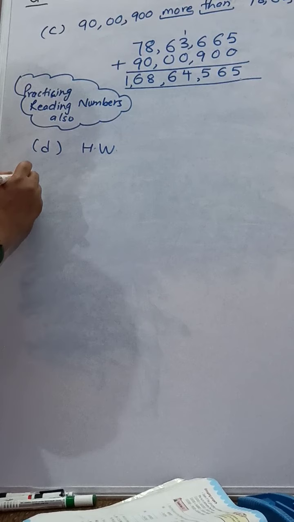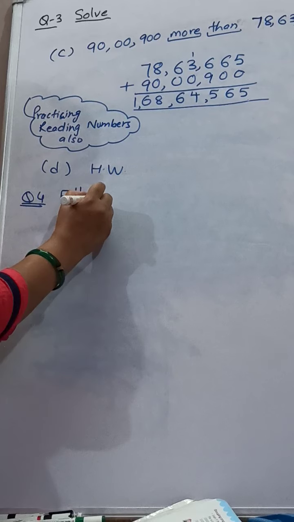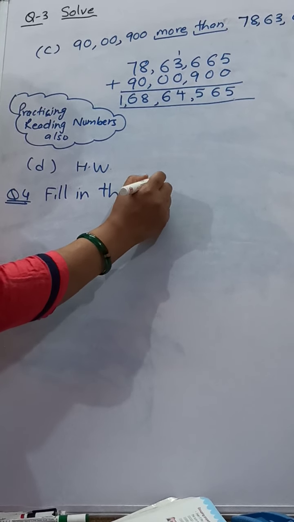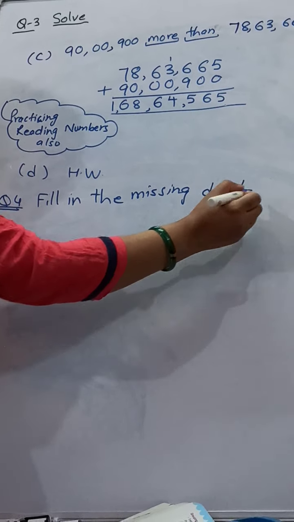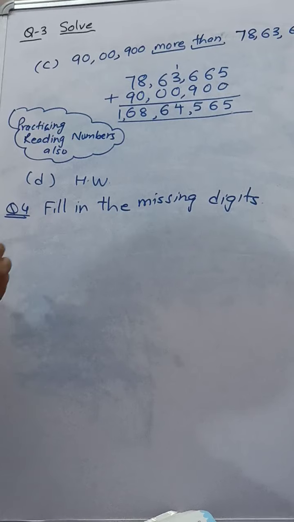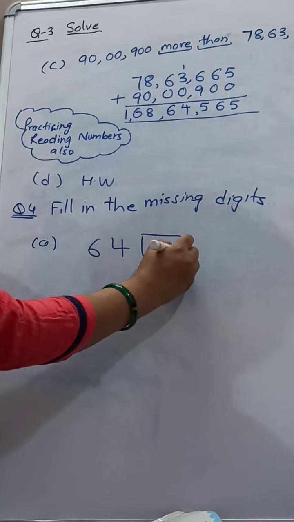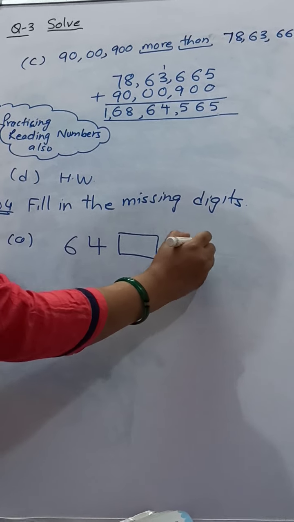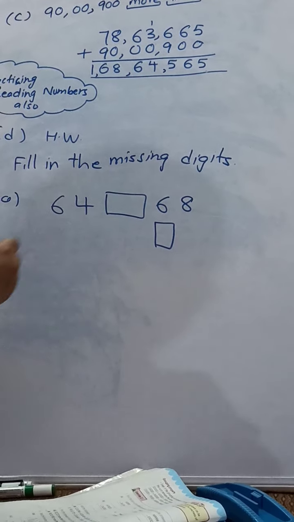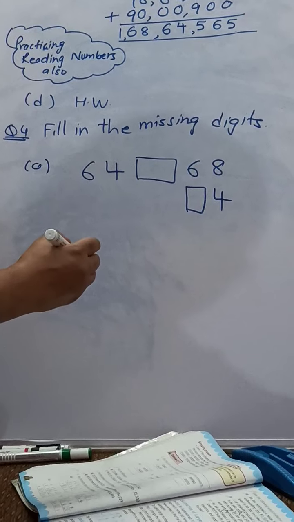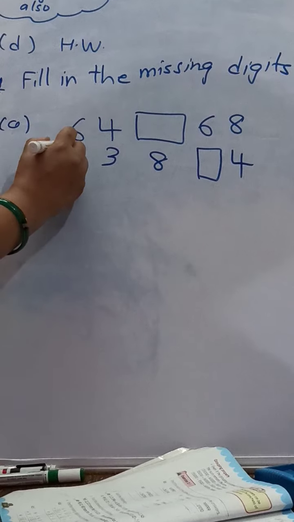Right? Coming to question number 4. This is fill in the missing digits. For this, children, you should be very good at your addition. Let's see the first question. It is 6, 4. Then there is a blank. 6, 8. Then we have a blank. Here it is 4, 8, 3, and a box.